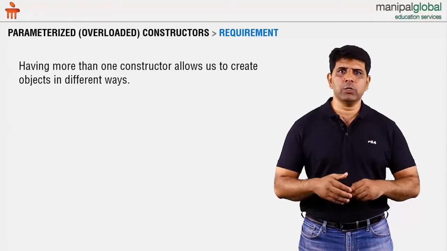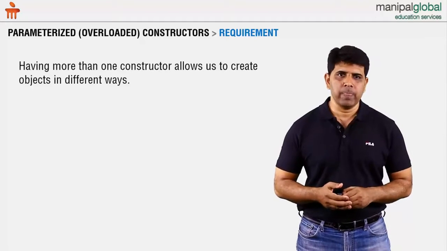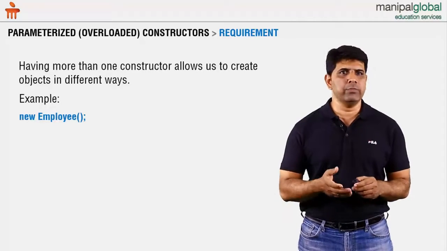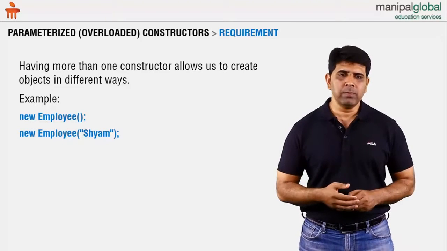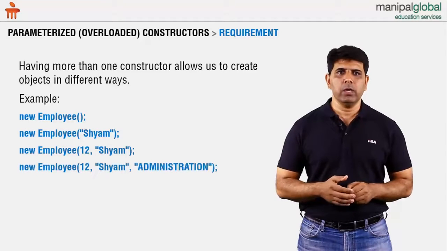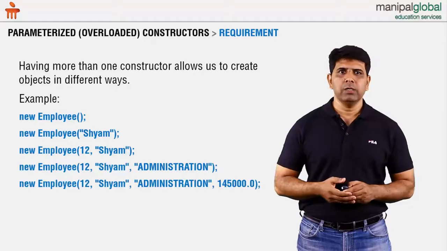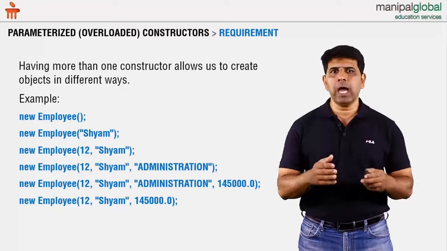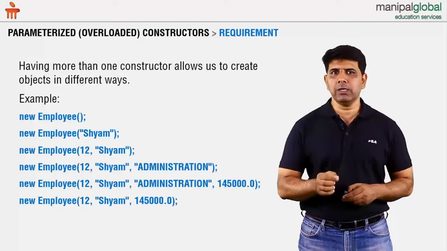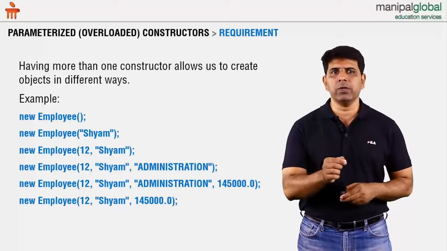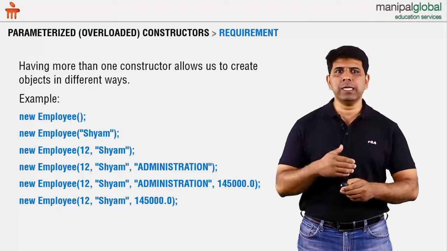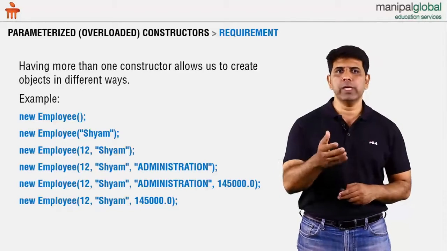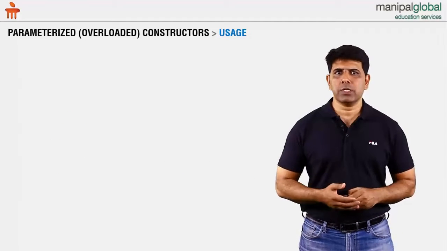Let's see a practical use case. Having more than one constructor allows us to create different objects in different ways. For example, here is a new employee. All the values are defaults: ID, name, salary, everything is default. But we can supply a name. We can also supply an ID and a name. We can supply ID, name, department. What about ID, name, department, salary, or ID, name and salary? Now you can see we have different ways of initialization. If we do not have this flexibility, then we are limited to creating an object like the first one and then setting individual values using setters, and that would be equivalent to calling 4 or 5 different functions. This simplifies the task.